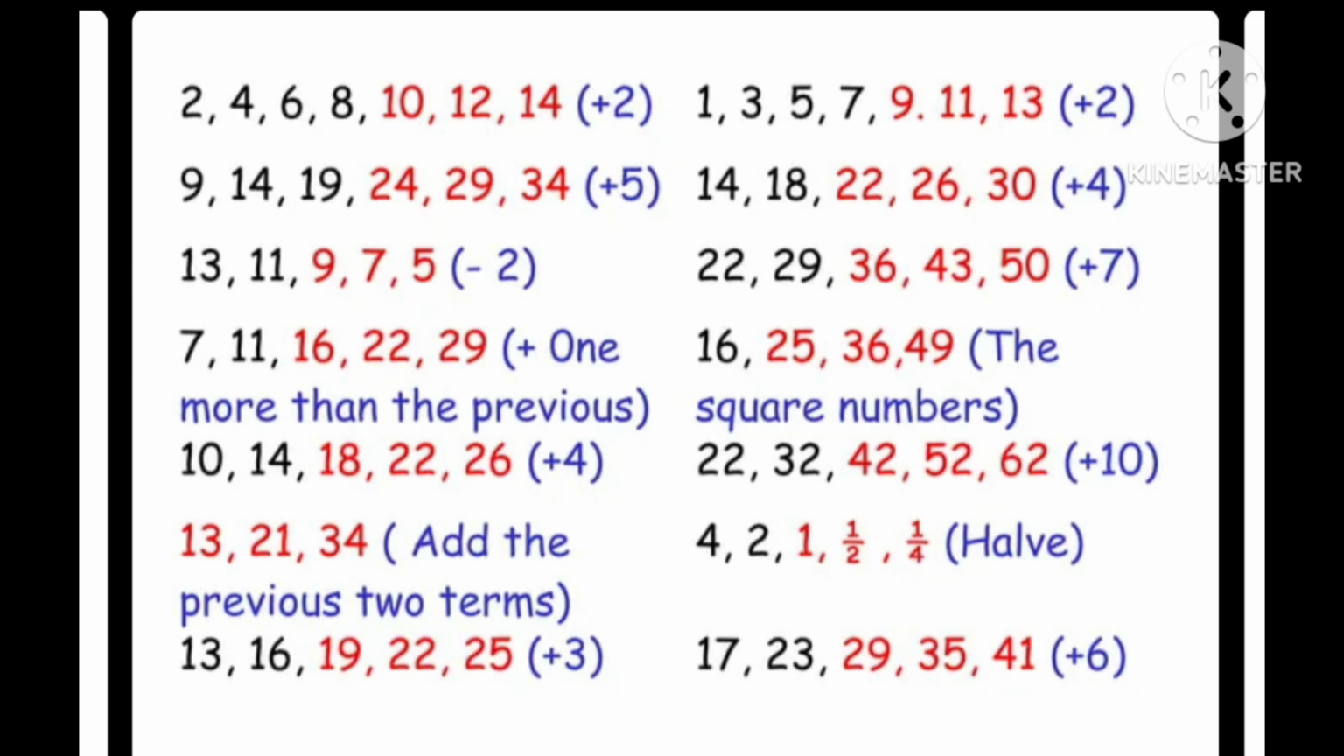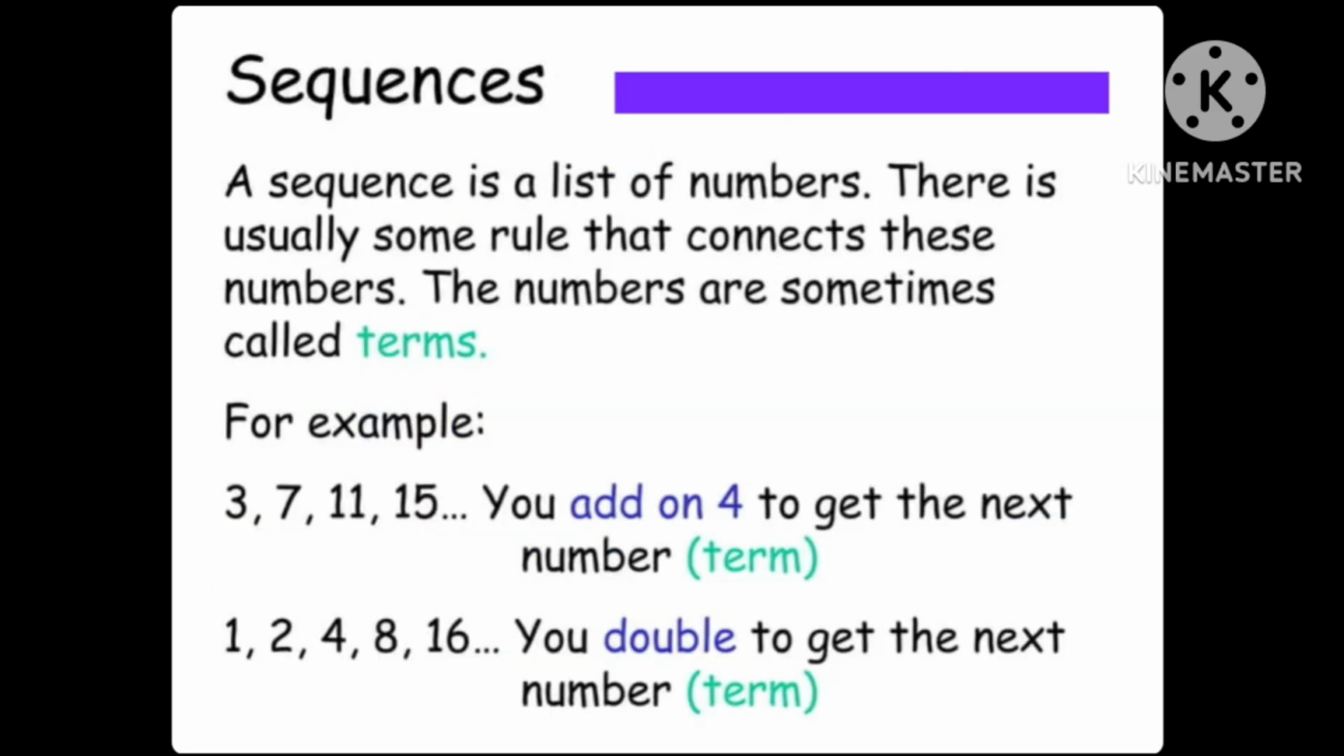Here, we observe that to find the next terms, there is some rule for each of the above examples. Such types of examples are sequences. What will be the proper definition of a sequence? A sequence is a list of numbers. There is usually some rule that connects these numbers. The numbers in a sequence are said to be terms.